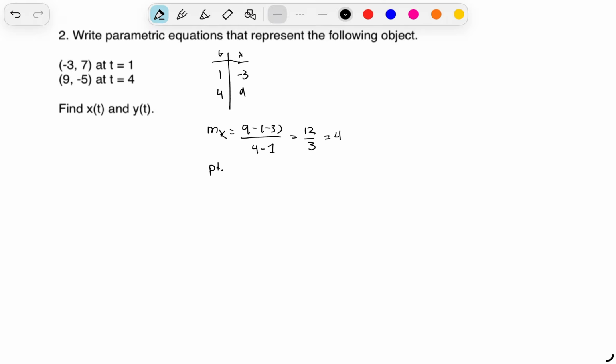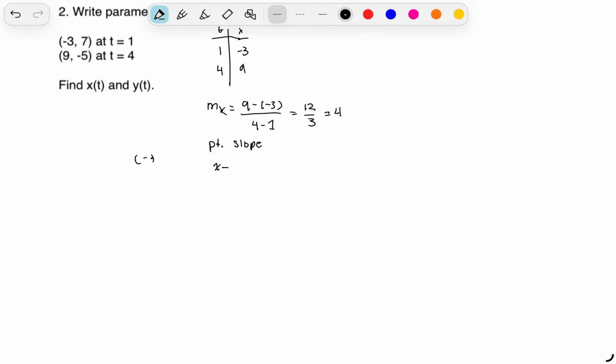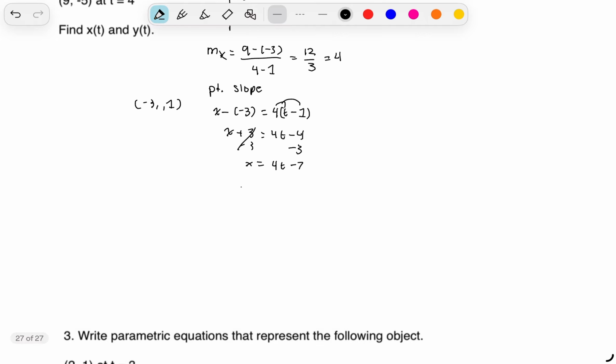Now you're going to use your point slope form again, like we did above. That's going to be x minus your x coordinate, and we're going to use the point (1, -3) to plug in. So that's going to be x minus negative 3 is equal to 4 times (t minus 1). So that is going to become x plus 3 is equal to, distributing, 4t minus 4. Now you're going to subtract 3, and you have x is equal to 4t minus 7. So your first equation is x of t is equal to 4t minus 7.